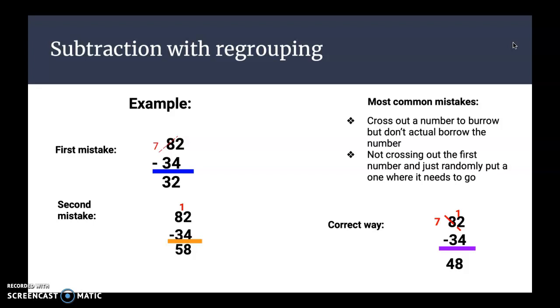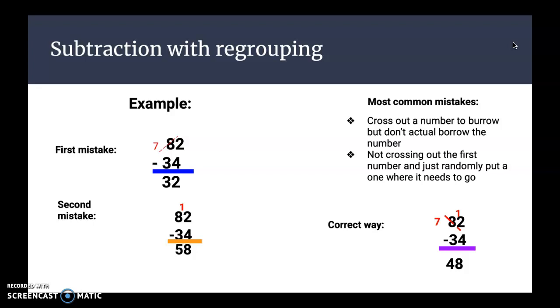The first mistake shows 8 being crossed out and turned into a 7, but then it's not being regrouped to make a 2 into a 12. The second mistake shows the 8 not being crossed out and the 2 is just a random 1. And the last way of regrouping subtraction is where the 8 is crossed out, changes to a 7, and the 1 is carried over to a 2 to make it a 12.